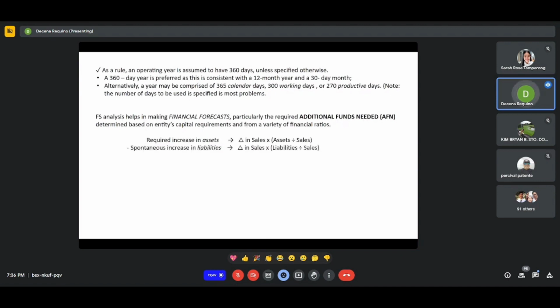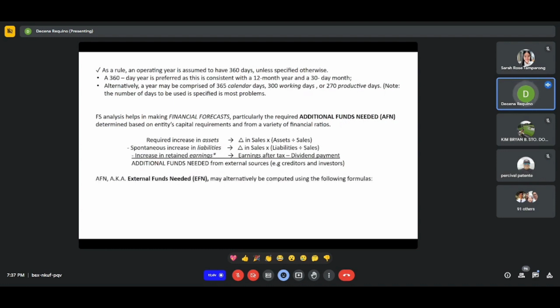Spontaneous increase in liability, change in sales times liability divided by sales. Increase in retained earnings, the earnings after tax less dividend payment. The AFN or additional funds needed from external sources, for example, creditors and investors.